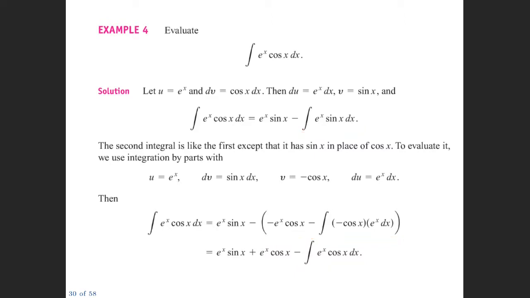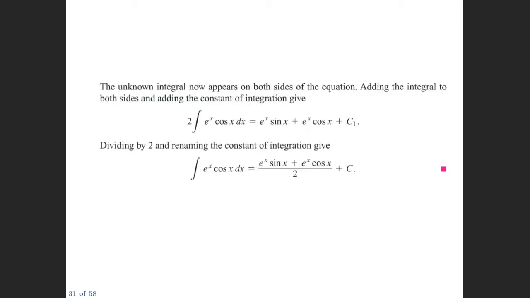Now you might think, well, we've just got back to where we started. But because there's a minus sign here, we can take this over to the left side and then we would have 2 times the integral that we want is equal to a function that we know. So we would end up with 2 times the integral we want is e to the power x sine x plus e to the power x cos x plus a constant. Dividing by 2 and we get the answer that we want.